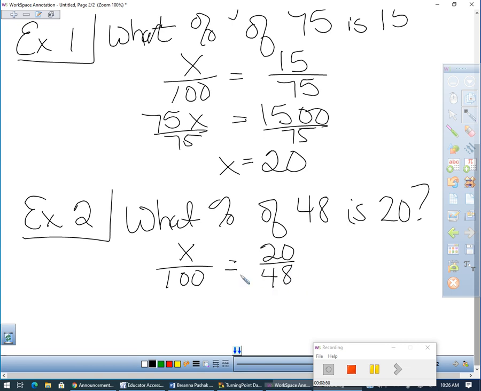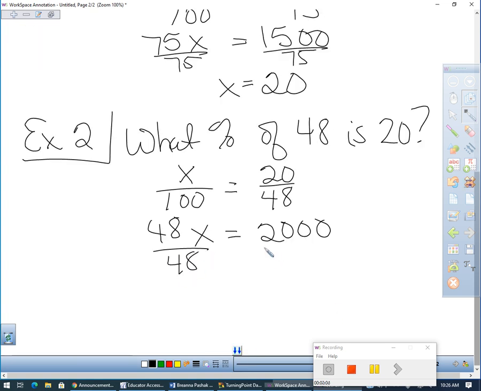Perfect. And how do we solve it? Good. Cross multiply. 48x equals 2,000. Dividing both sides by 48. Get x equals what? I got 41.6 repeating. All right, 41.6. You can put it repeating or 41.7, either way. Oh, 2,000. Okay, it happens.